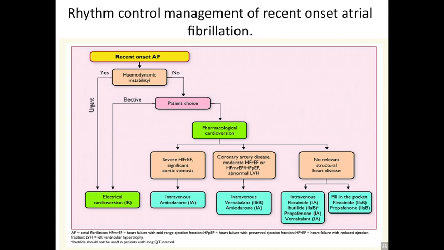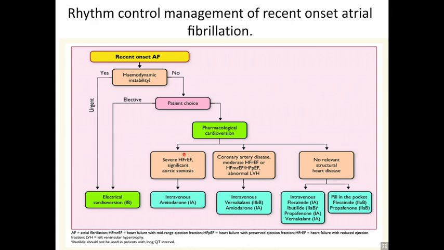And rhythm control management, I repeat a little. If the patient is unstable, only electrical cardioversion. If the patient is stable, and by patient choice, pharmacological cardioversion, then it will be your choice. Because pharmacological cardioversion depends on the diseases that are present in your patient.